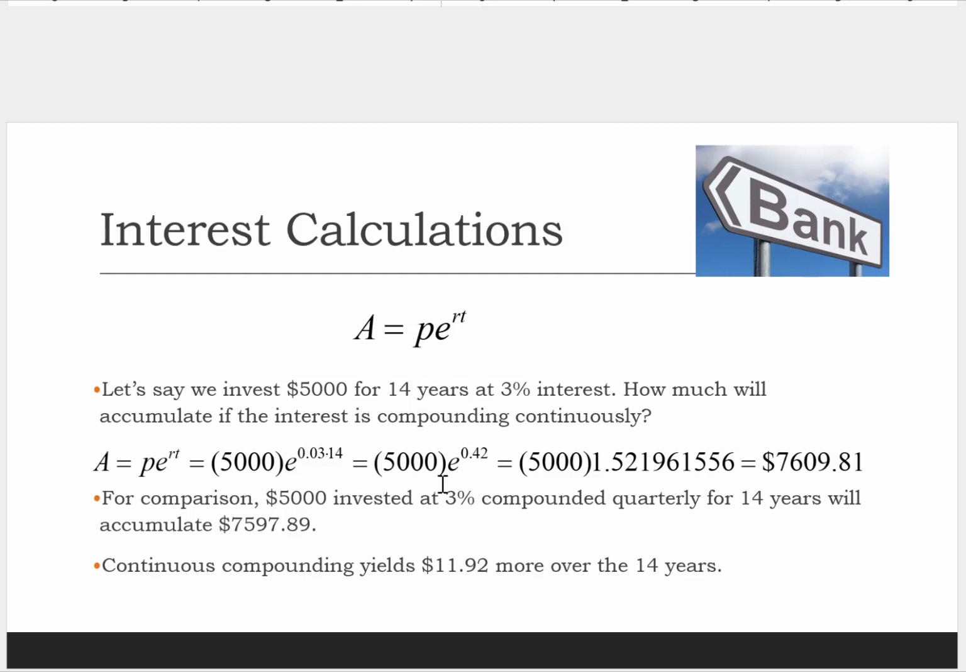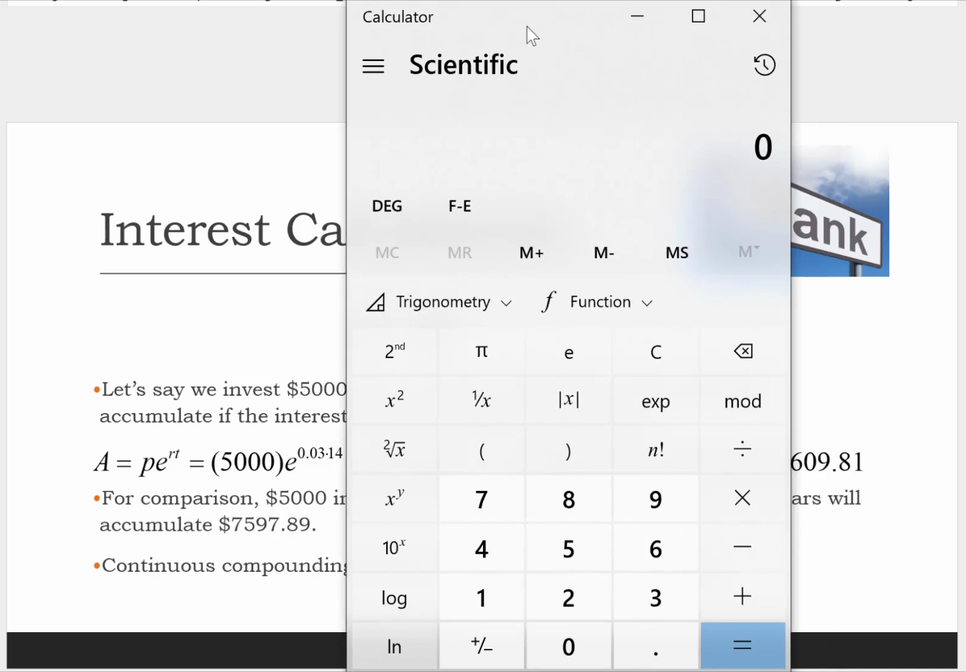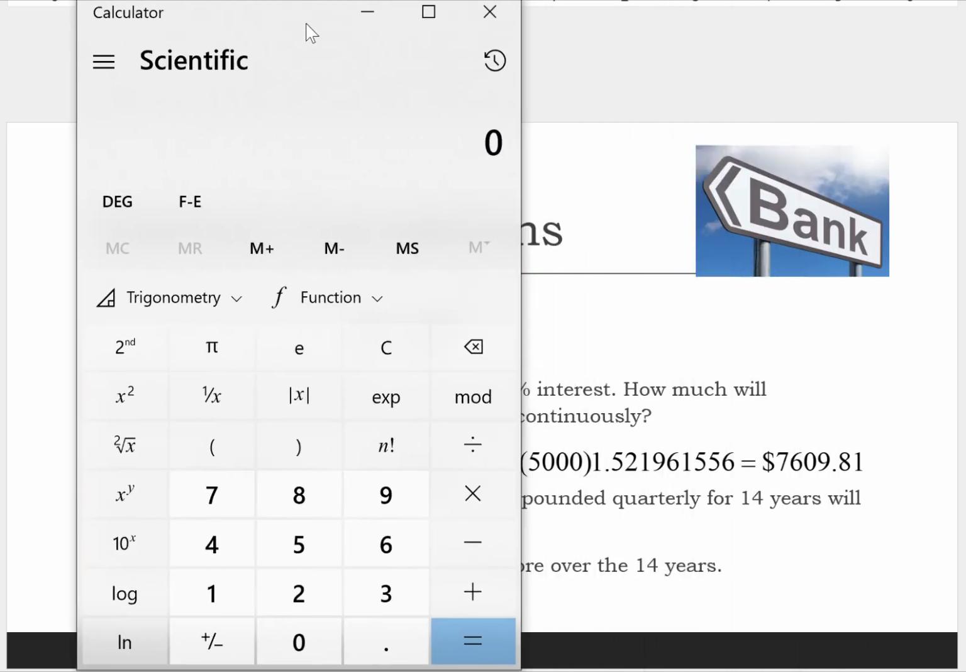Then I'm going to take the base e and raise it to that exponent, and then finally multiply by the principal, and we come out with a total accumulated amount of $7,609.81. Now I'm going to pull a calculator over and show you how you do it on the scientific calculator.